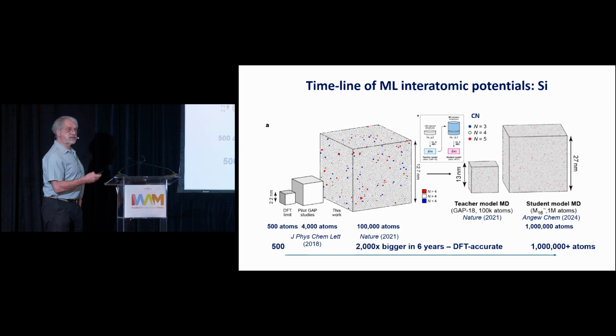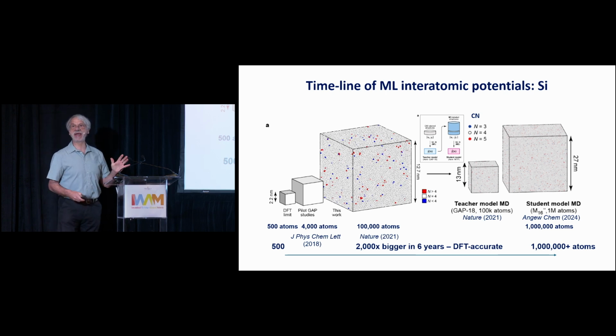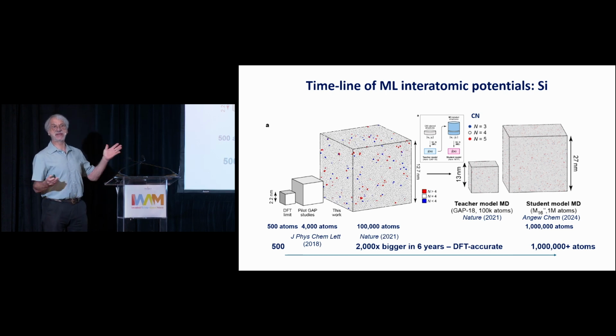So this gives you a timeline on where we've been doing in silicon, say, and before about 2018, we could do DFT calculations on about 500 atoms, max. 500 atoms could take several months on a supercomputer to do these calculations. 2 nanometer size. First GAP model we had was in about 2018, allowed us to look at 4,000 atoms, roughly an order of magnitude more. So this is DFT accurate, but 10 times the size.